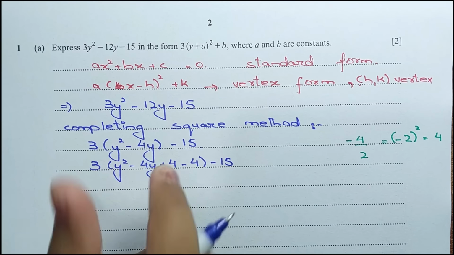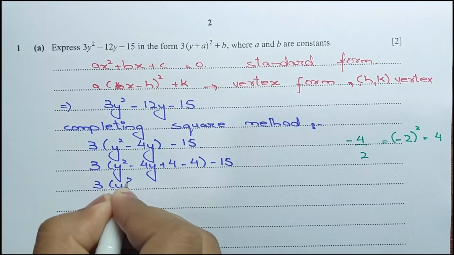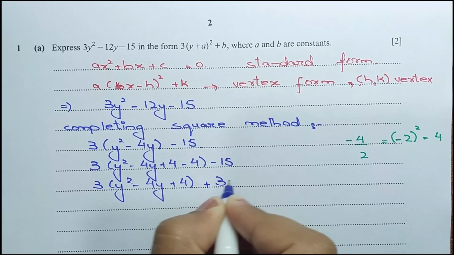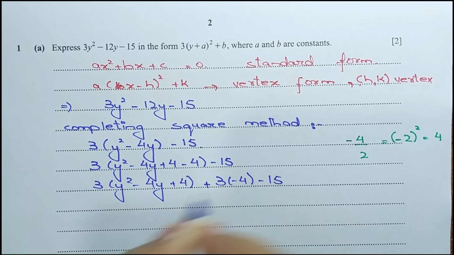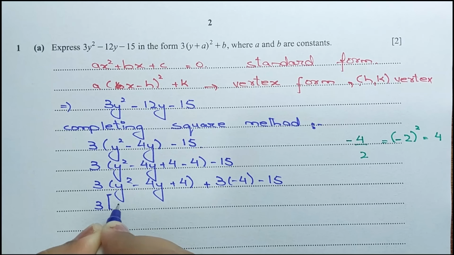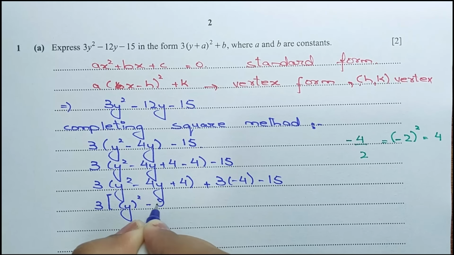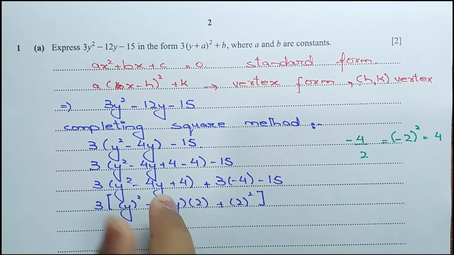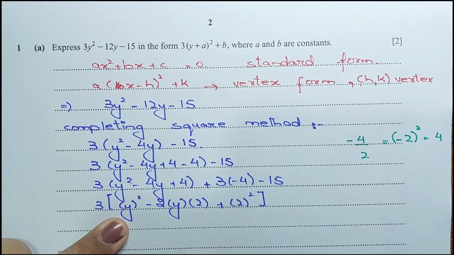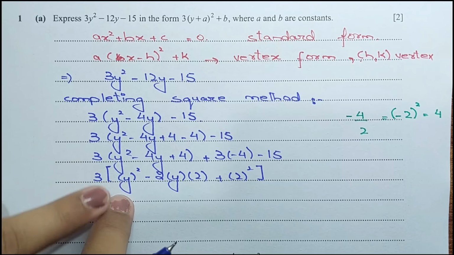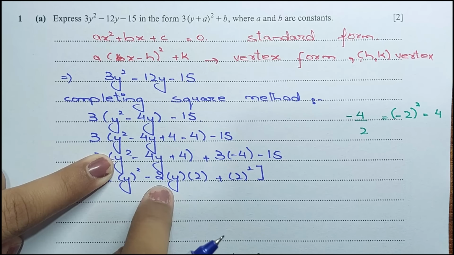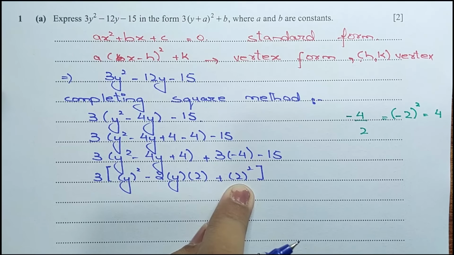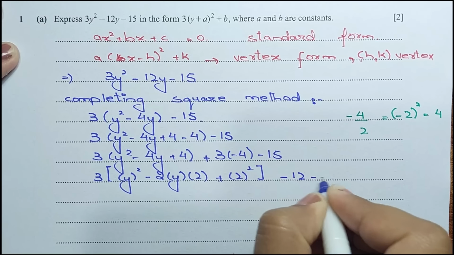Now combine the first 3 terms with a positive sign. So 3 times (y square minus 4y plus 4), and the last term is 3 into negative 4, and minus 15 is outside. Okay, now let me complete the square. This is y square minus 2 into y into 2 plus 2 square. Inside the bracket, I did the first term square minus 2ab plus b square. So look closely: the first term is y and the second term is 2, and 4 is the square of 2, and this is negative 12 and negative 15.